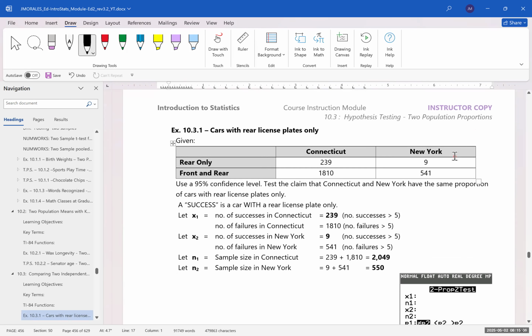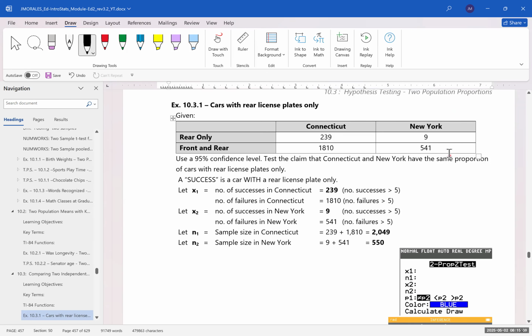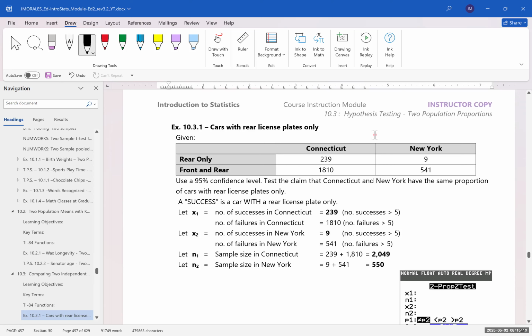So let's look at our first example here. This is cars in Connecticut and New York with rear license plates only. Here we've got a table with the two states, Connecticut and New York, with a sample where some cars had rear license plates only. We have a frequency for both states, and then we have a front and rear license plate on a car, and a frequency for each of those.